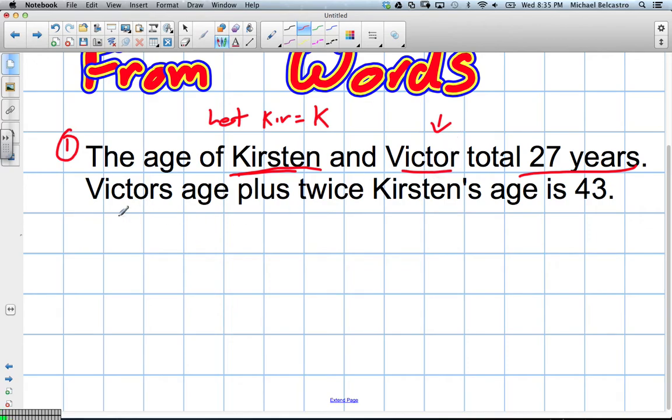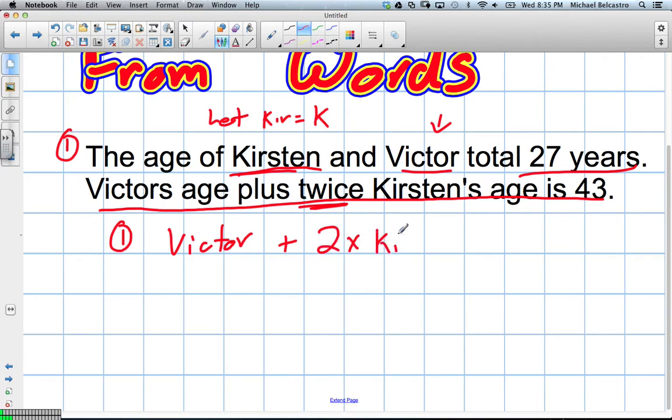Because we know here Victor's age plus twice Kirsten's age is 43. Okay, so that means Victor plus, what does twice Kirsten's mean? What operation is that? Multiplication, by what number? 2. Okay, so Victor plus 2 times Kirsten's age is equal to 43. That's the information they've given us here, right? And we've called Kirsten's age K. So we have Victor plus 2 times K, so we're just going to call it 2K, is equal to 43.